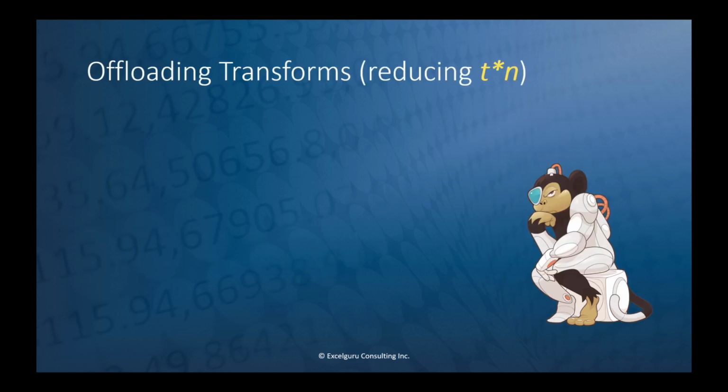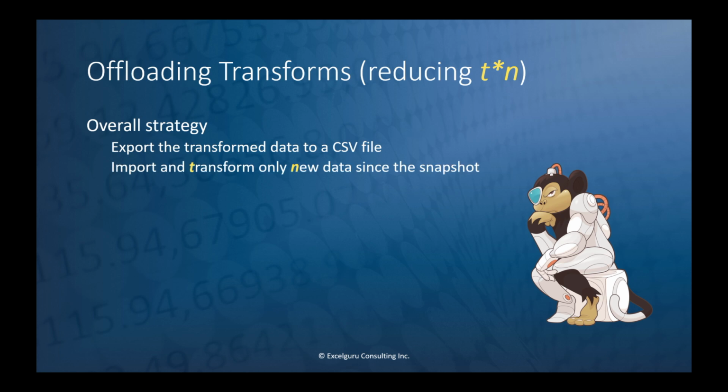So can we do something to change that so that we're only doing the transforms on stuff that's new, right? It's kind of like incremental refresh, kind of. So here's the overall strategy: if we've got the data and it's already being transformed, can we export that to a CSV file? And then import and transform only new data since that point. We then import and append the snapshot data to the transformed data, and we should be back at the same place.